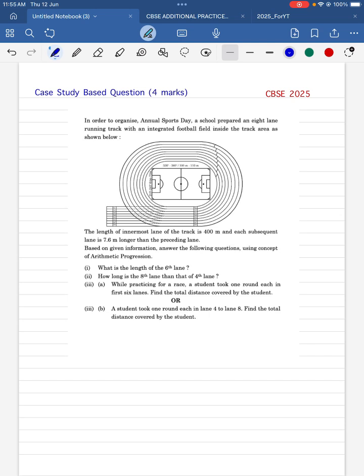In this video, I'll be doing a case-based question for 4 marks from the CBSE 2025 board paper. And the question is from the lesson, Arithmetic Progression.